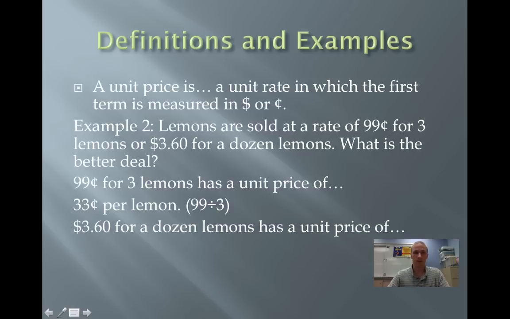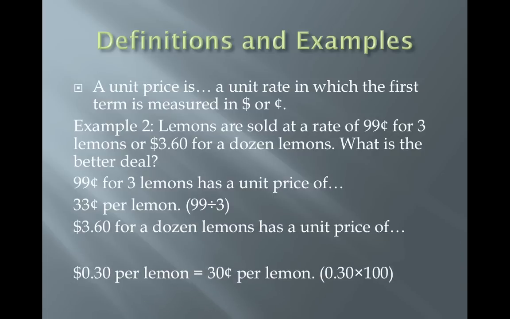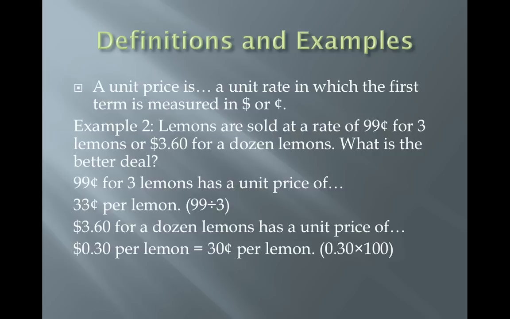The $3.60 for a dozen lemons has a unit price of 0.3 dollars per lemon. A dozen is 12 lemons. If you want to change it to 1 lemon, you have to divide by 12. 3.6 divided by 12 gives you 0.3. That's the number of dollars per lemon. And if you multiply it by 100, that gives you 30 cents per lemon. That's what I indicated here. That last step, I did 0.3 times 100 to get the number of cents per lemon.